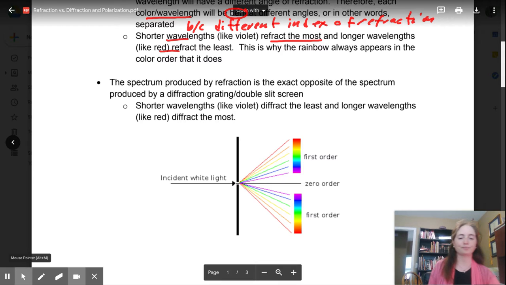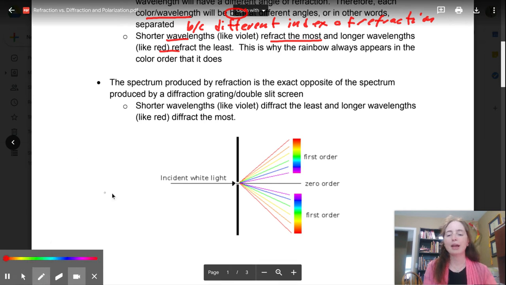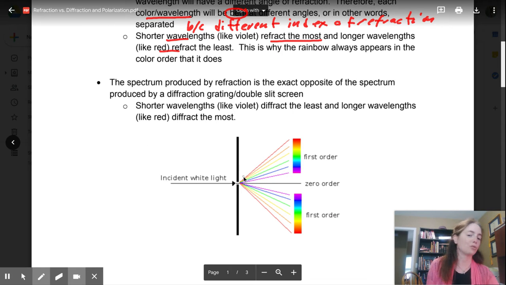Okay. So, ladies and gentlemen, here we have a slit screen, and this one just has one slit, and we are getting some lovely diffraction here. The spectrum produced by refraction, what we looked at up here, is going to be opposite to the spectrum produced by a diffraction grating or a double slit screen.